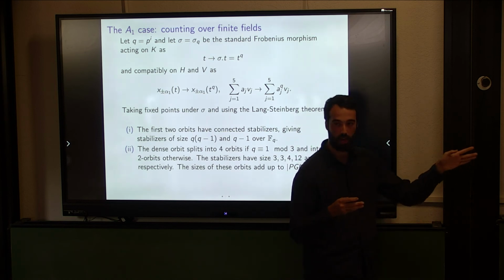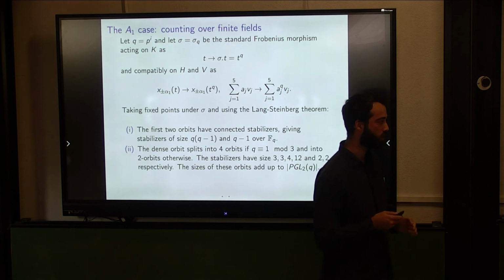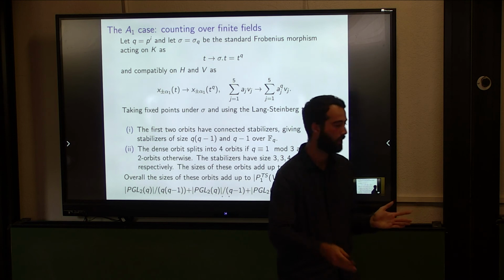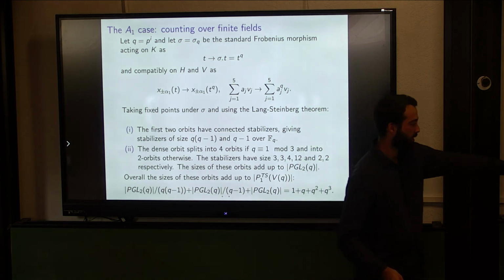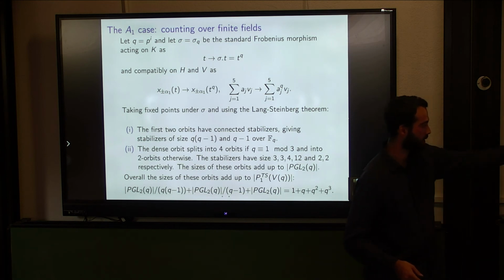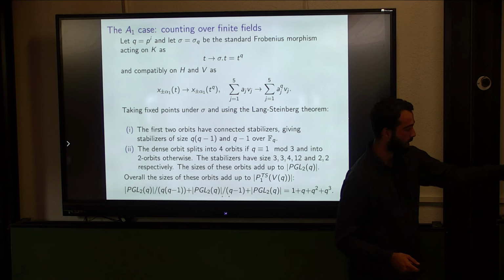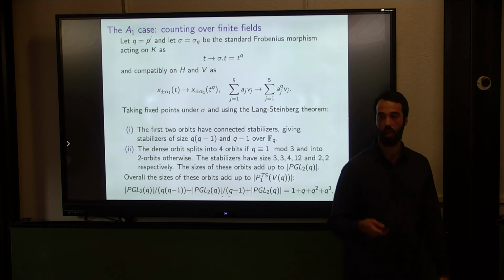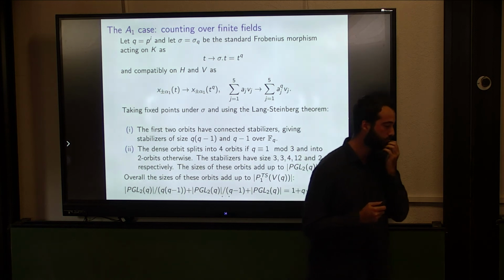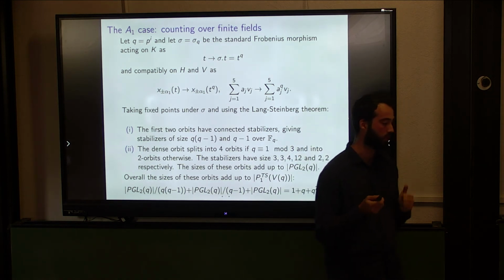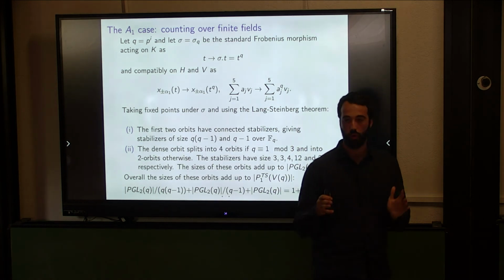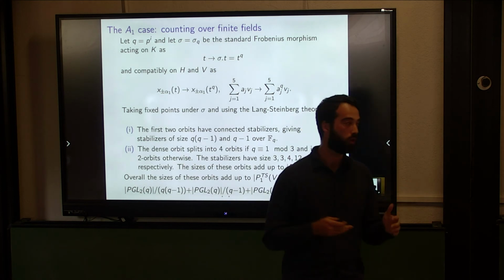So overall, these orbits add up to the size of PGL to Q. So then what do you do? You just add up the orbits that you found. You divide by the sizes of the stabilizers, and these orbits coming from all four, you get 1 plus q squared plus q cubed, which you can check is precisely the number of singular one spaces in your module. And so you know that these orbits that you found were actually all the orbits.